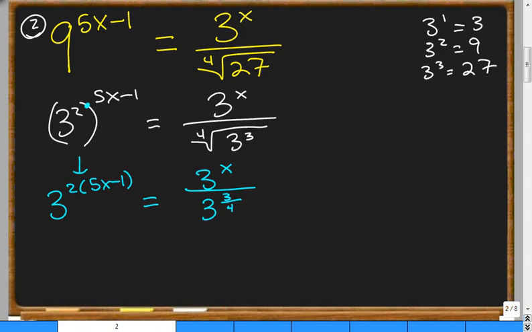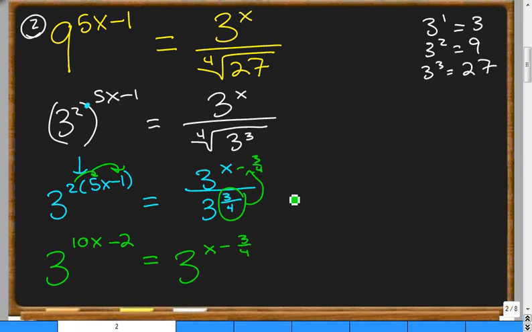I can, again, further simplify. Over here, if I distribute the 2, I'm going to get 3 to the 10x minus 2. Now, we have the same base on top and bottom, and if I want to combine that into a single base, I need to subtract one of the exponents from the other. I would prefer to move everything to the top, so I'm going to subtract the 3/4 from the top, and I'm going to get 3 to the x minus 3/4. So this is an exponent.